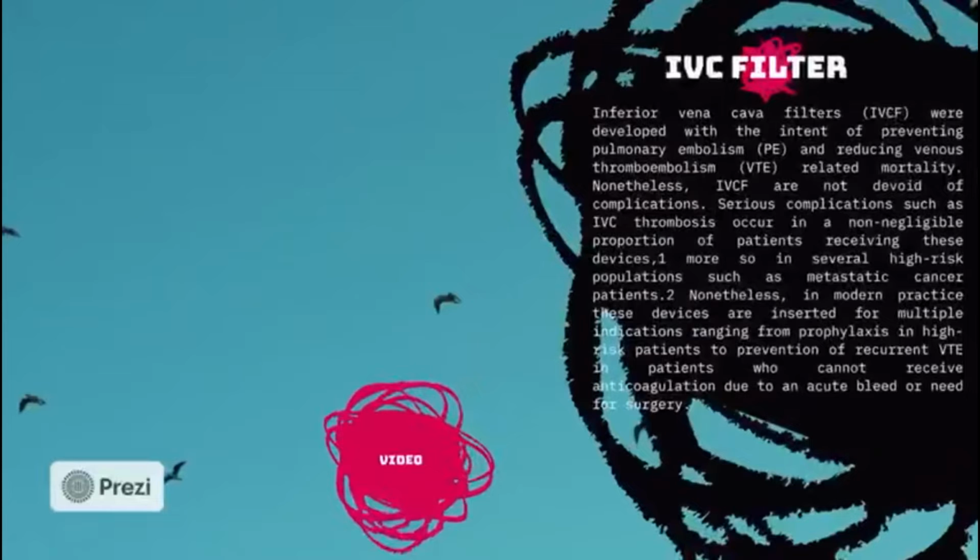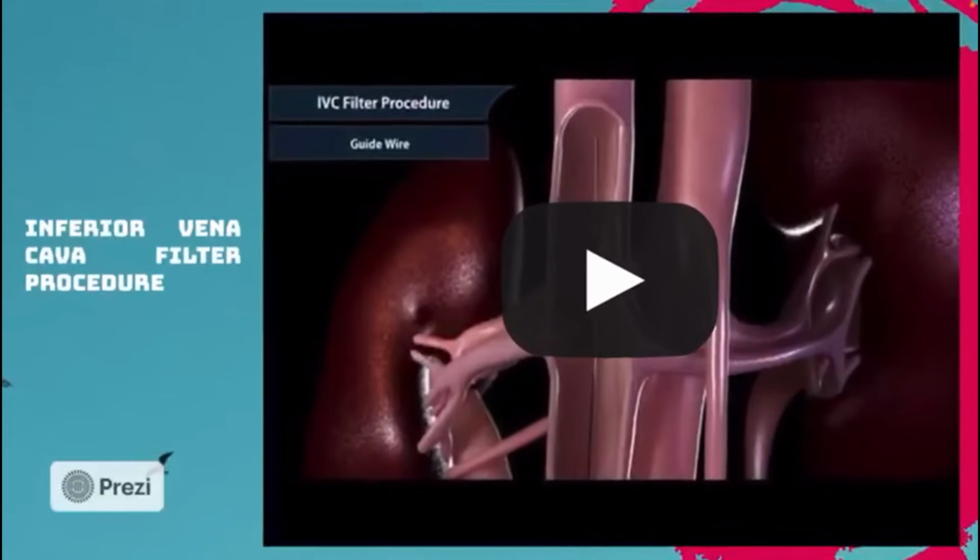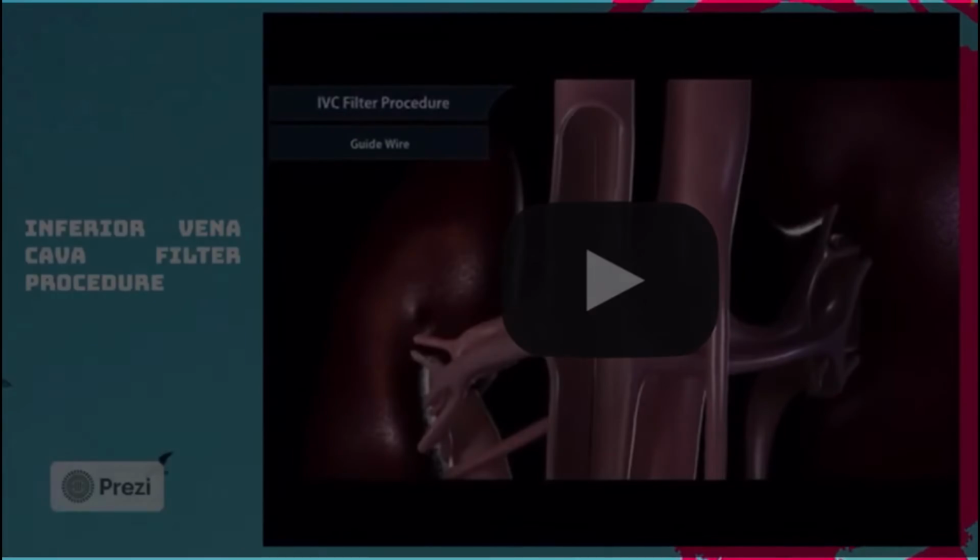Nonetheless, in modern practice, these devices are inserted for multiple indications ranging from prophylaxis in high-risk patients to prevention of recurrent VTE in patients who cannot receive anticoagulation due to an acute bleed or need for surgery. Here's a video of an inferior vena cava filter procedure.